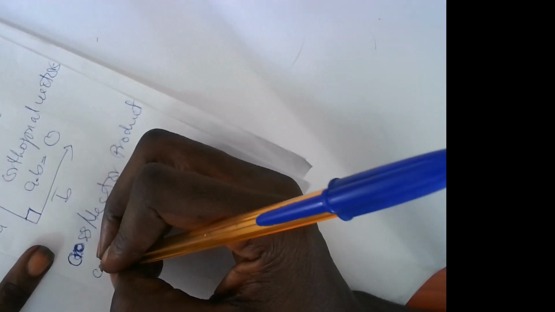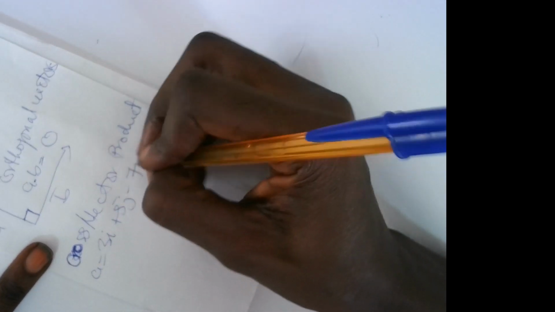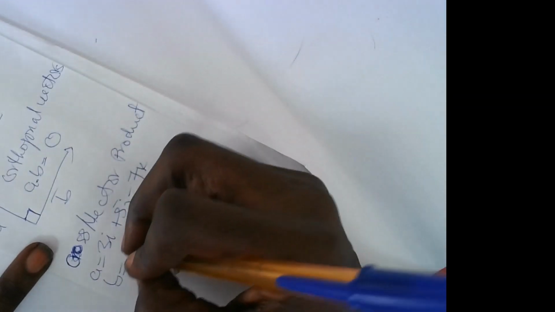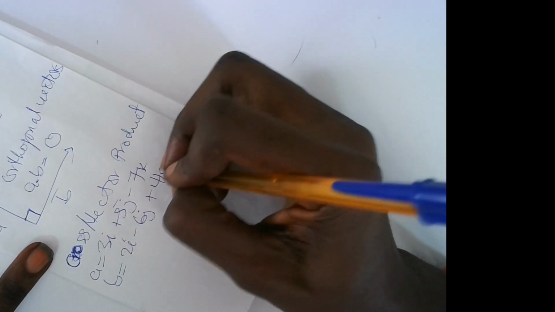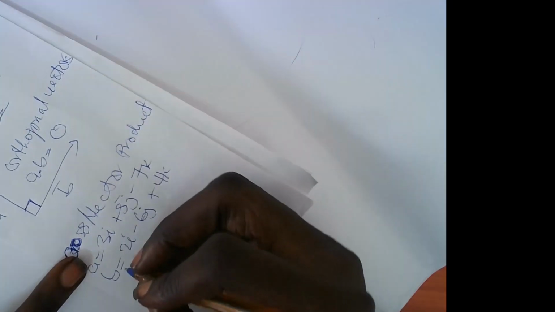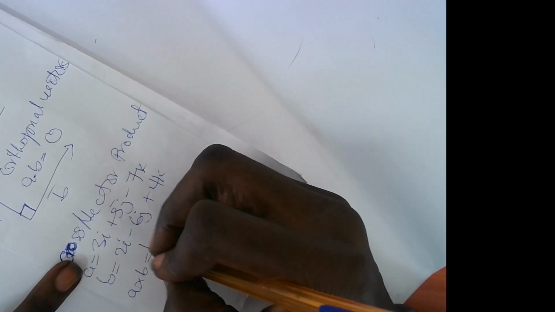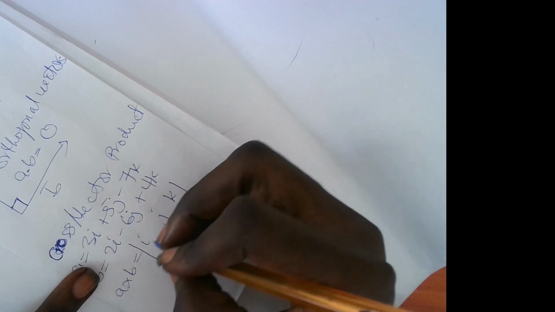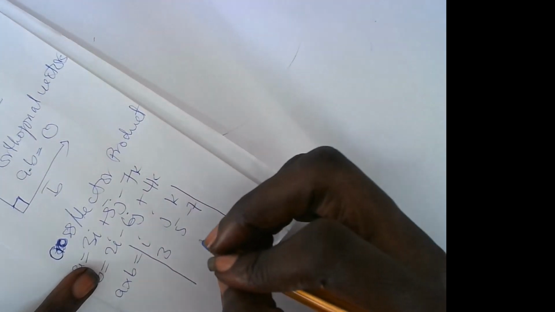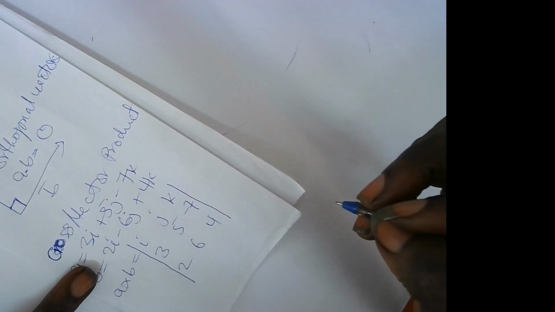So let's say that vector A is equal to 3i plus 5j minus 7k, and vector B is 2i minus 6j plus 4k. So let's find their vector or cross product. So A cross B is equal to the determinant with rows i, j, k; 3, 5, minus 7; 2, minus 6, 4.